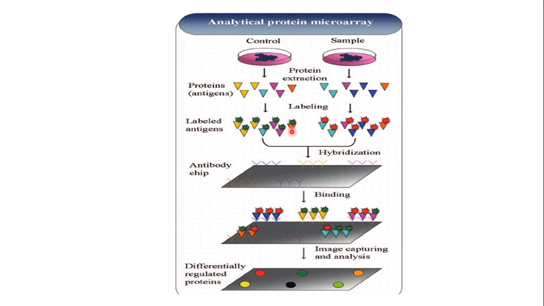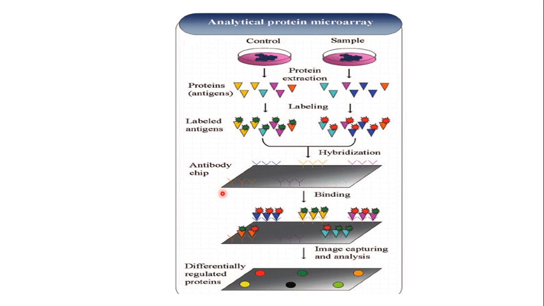So you can actually differentiate between the proteins of the control and the sample by observing the specific fluorescence. If you are getting a red fluorescence, that means you are observing the proteins present in the sample, and if you are getting a green fluorescence, that means you are getting the results of the proteins in the control. But if you are getting a different color, I'll talk about that in a while.